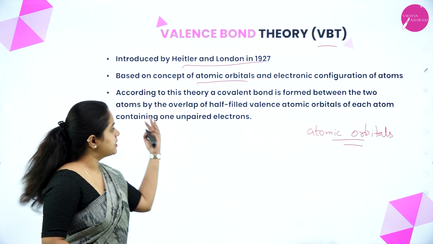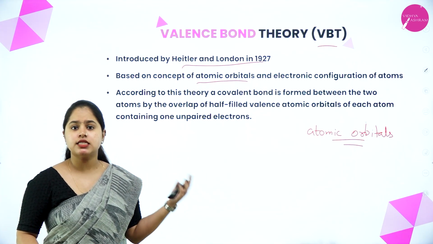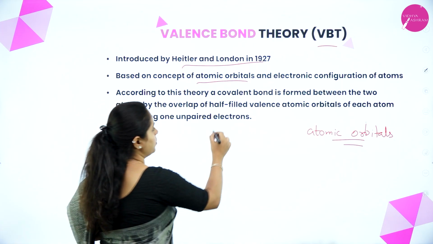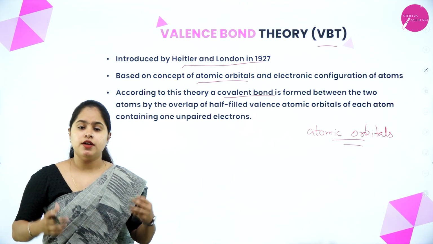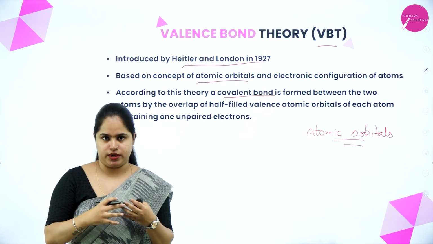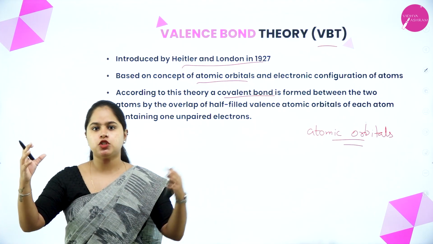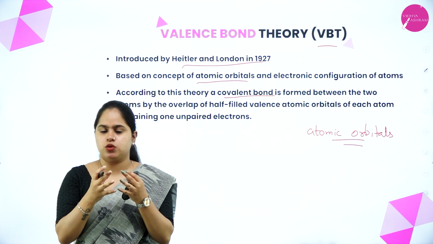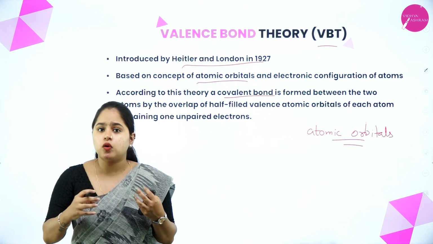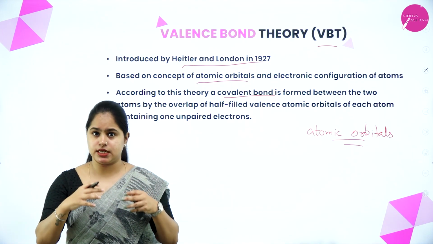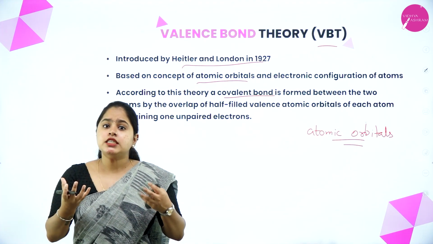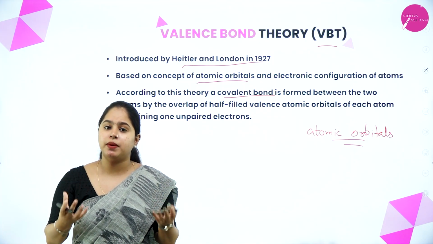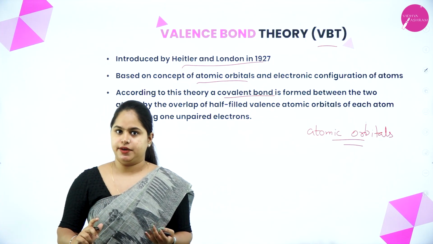So, what do you understand from this sentence? Yes, how is a covalent bond formed here? According to this theory, a covalent bond is formed when two atoms are coming together, right? What do we understand? When two atoms are coming closer and closer to each other, the electrons are present inside the atomic orbitals, right? So, what happens is each of these atomic orbitals will be having one unpaired electron, right?